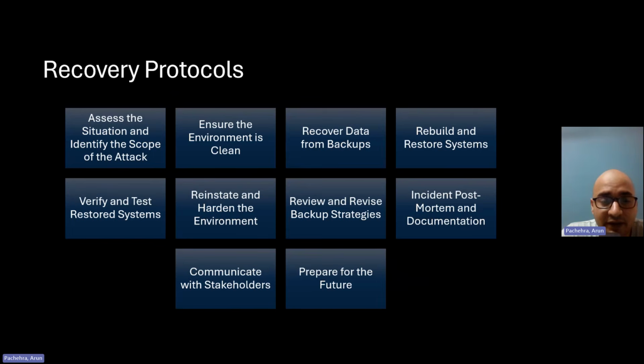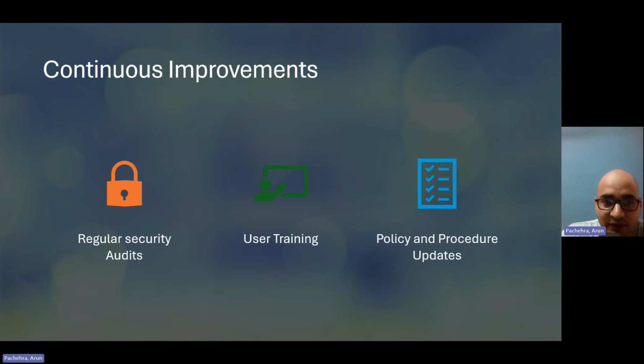And finally, learn and improve from your experience, which means continuous improvement. Let's talk about continuous improvement. Well, the very first thing is regular security audits, which means conduct periodic security audits of your environment to identify and rectify potential entry points or vulnerabilities. Carry out regular pen testing or VAPT to simulate attacks and test the effectiveness of the security measures that you have in place.